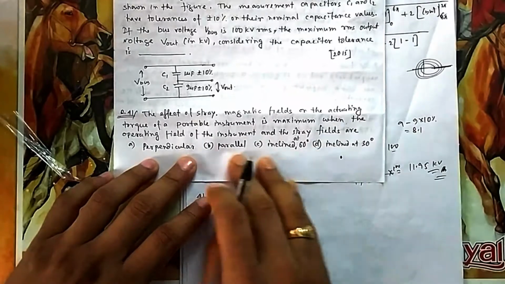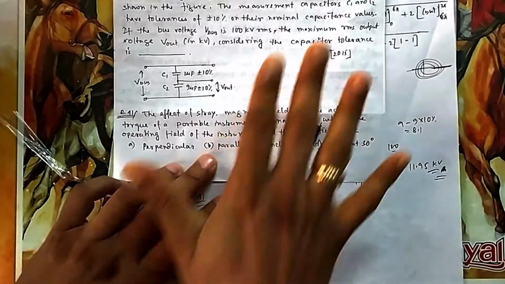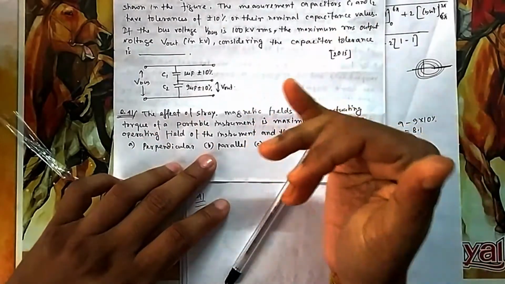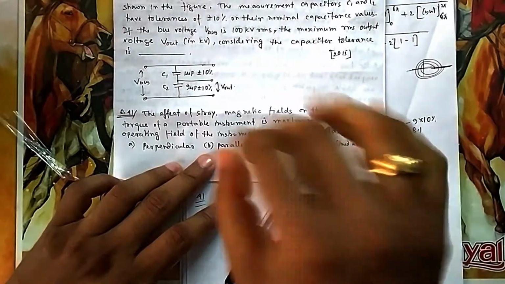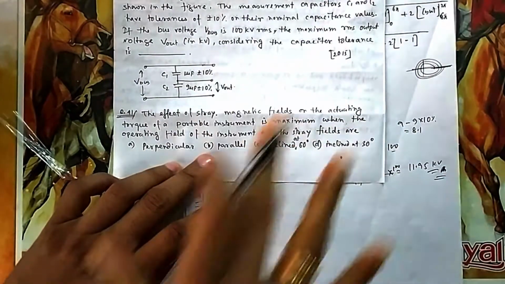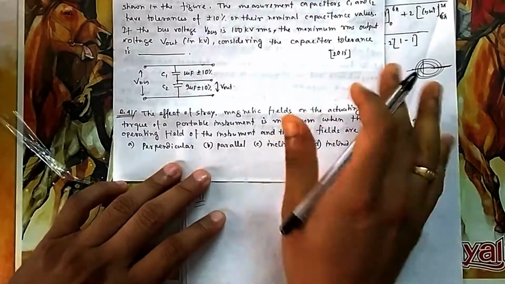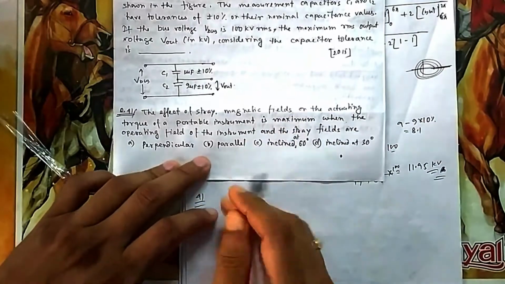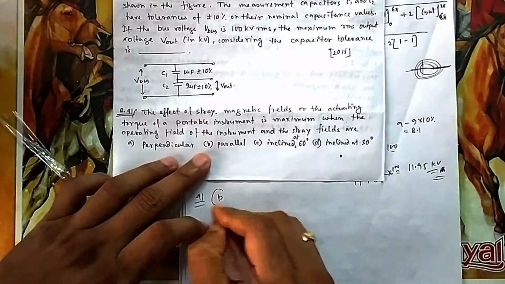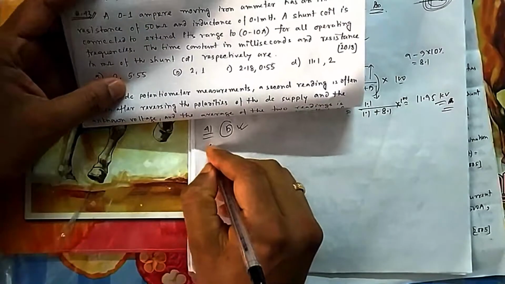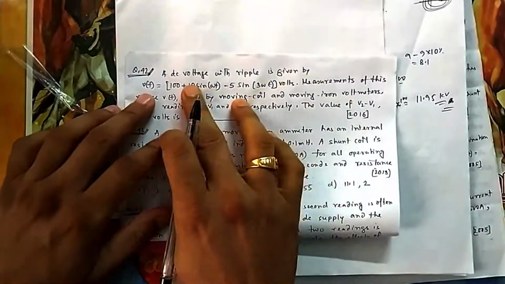So it should be in parallel. Parallel means it is coming in line with this one. If it is coming against this one, then it will decrease the magnetic field and torque will be reduced. If it is flowing along the magnetic field, then torque will be increased. So B will be added, that's why it will be parallel. 41 is B.